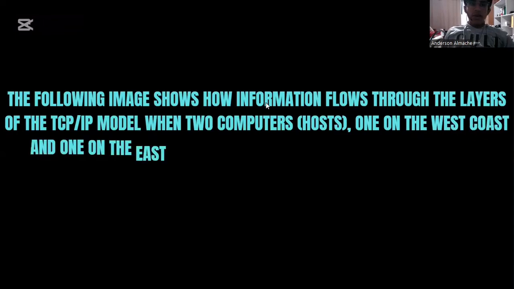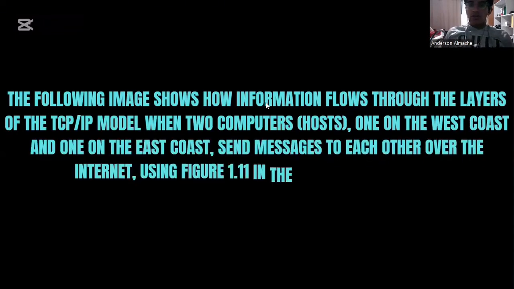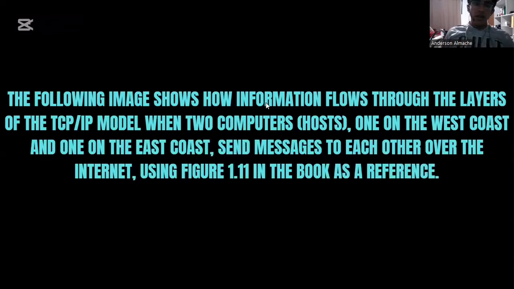The following image shows how information flows through the layers of the TCP/IP model when two computer hosts, one on the west coast and the other on the east coast, send messages to each other on the internet, using figure 1.11 in the book as reference.